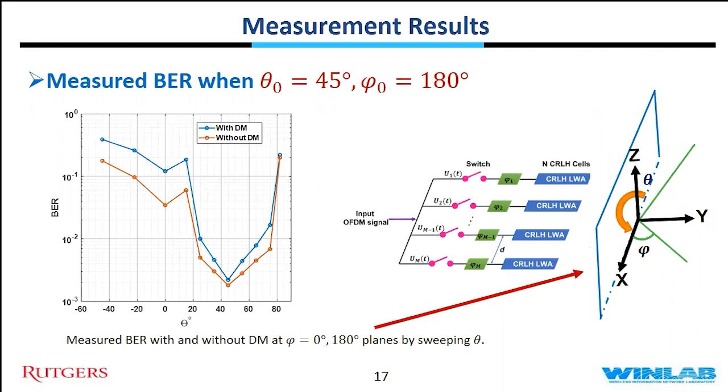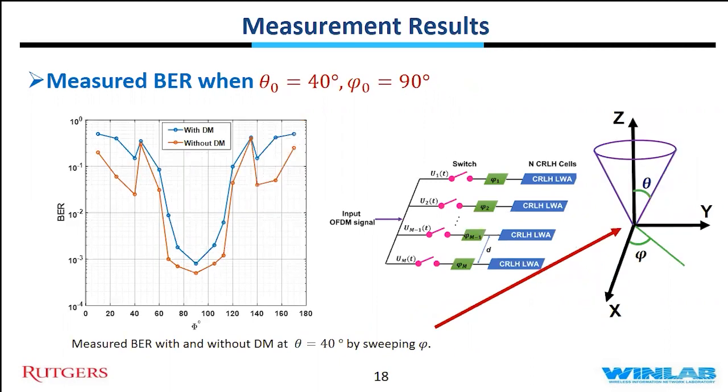And then again, by setting the phase shifter to a specific value and also changing the input frequency, we changed the main beam direction to theta 0 equal to 45 degrees and phi 0 equal to 180, and then did the measurement in the shown plane. As you can see, the same result: with directional modulation, we get better security performance in other unwanted angles. And this is another measurement we did for another main beam direction, and the result is almost the same. We have better performance using our prototype in comparison to a conventional phased array.